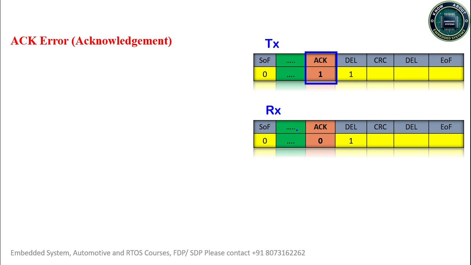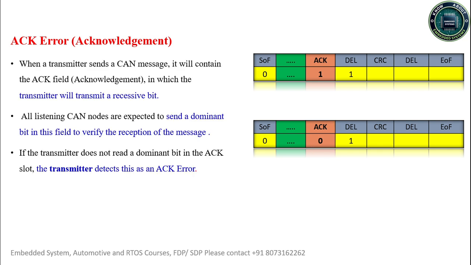But when you receive the data on the receiver side, you need to modify that acknowledgement to a logical low. That means you have to send a logical active low signal, or a logical 0 signal, to the transmitter saying that a successful reception happened. So whenever your receiver fails to send an acknowledgement as a 0 to the transmitter, that situation is called an acknowledgement error. Whenever the acknowledgement bit is missing in the CAN frame, that is called an acknowledgement error.